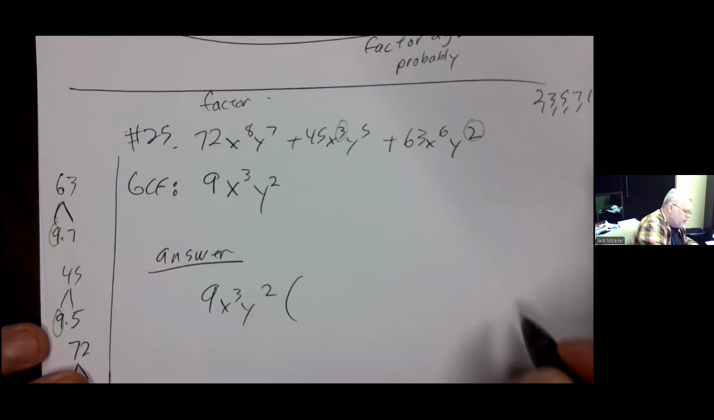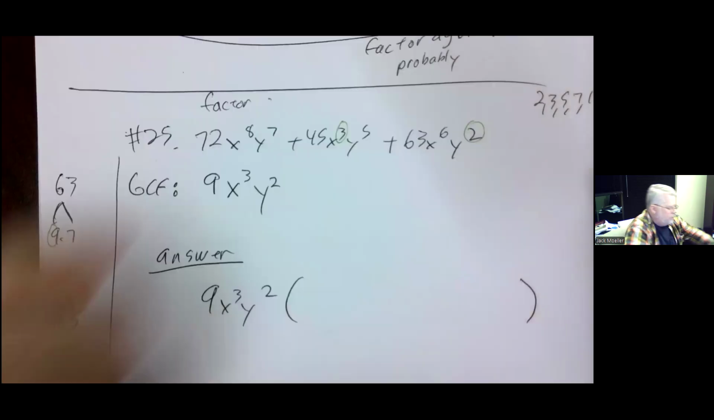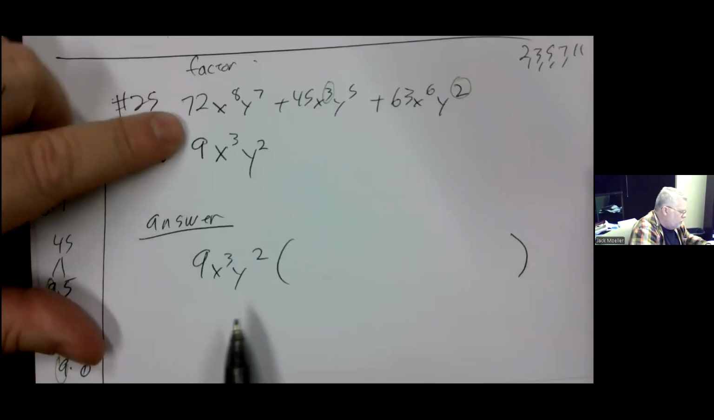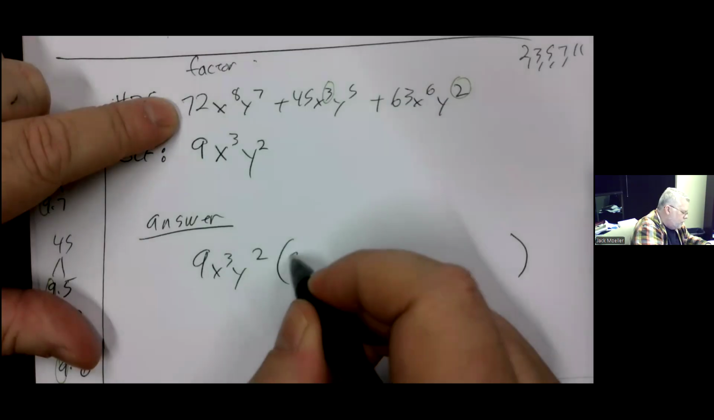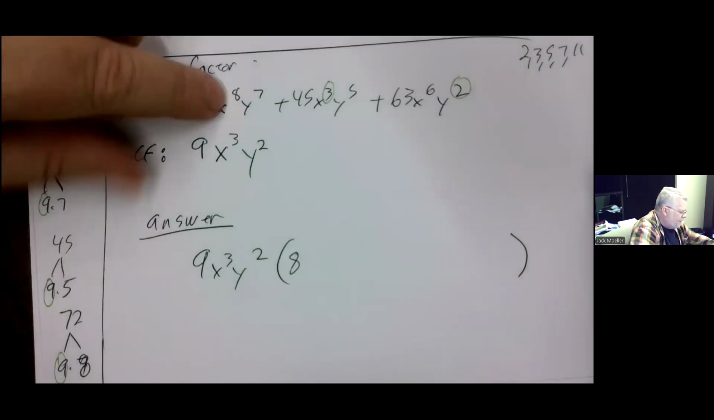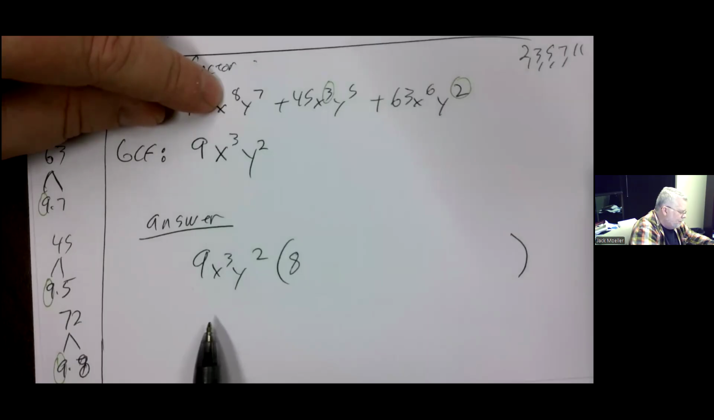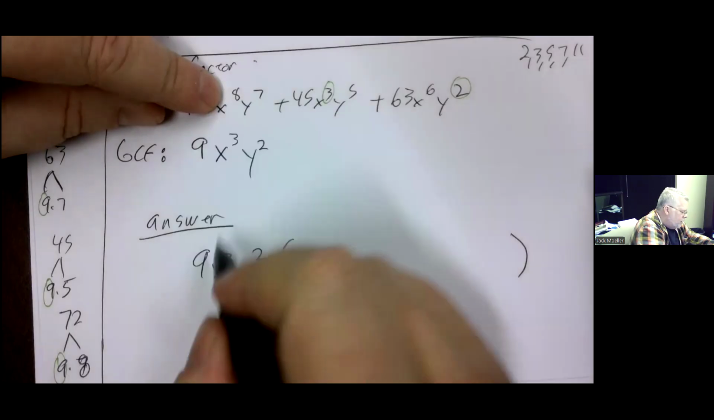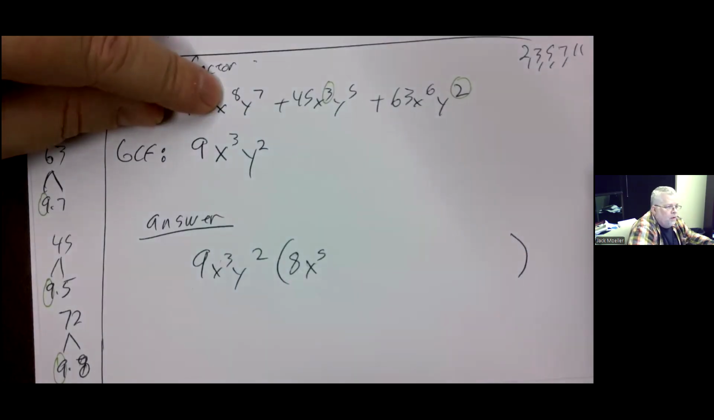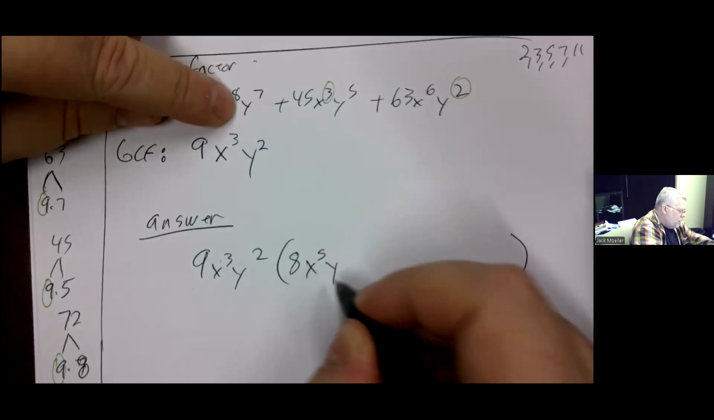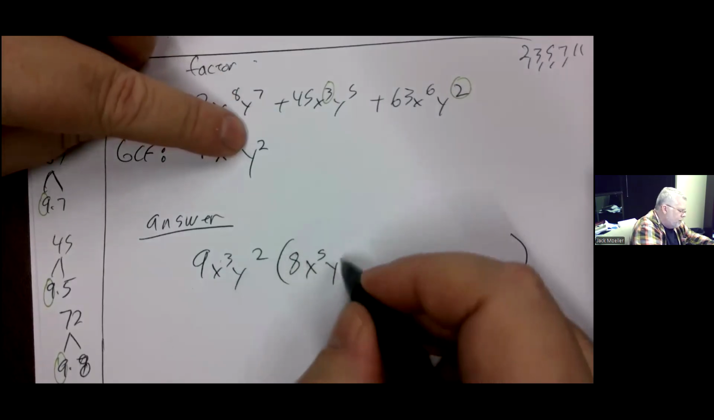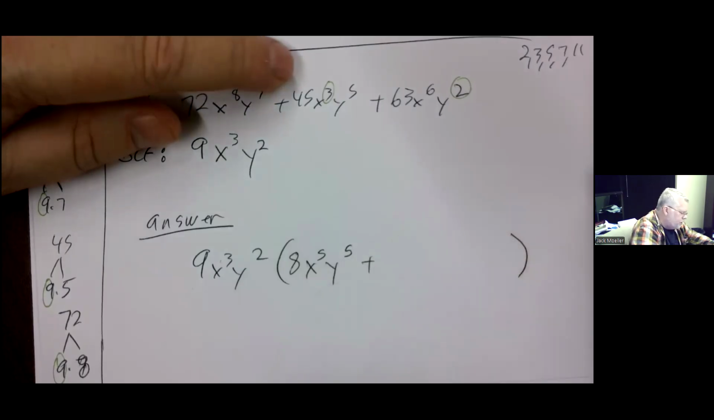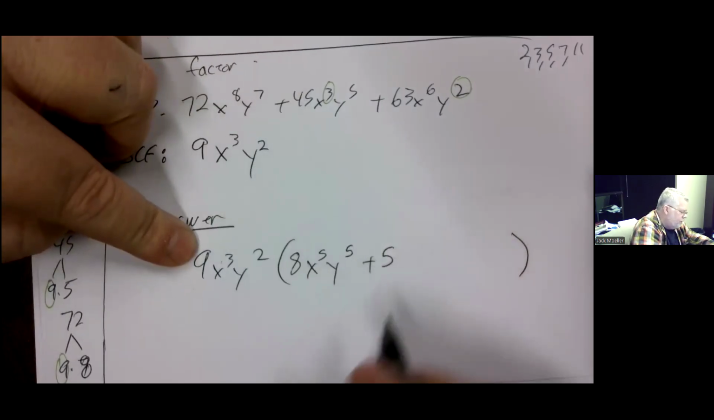Okay, so there's our GCF. Now we have 3 terms. Okay, so we need 3 terms in our trinomial, or in our parentheses. So 72 divided by 9, I now know is 8. Okay. Now how many x's do we need? Well, we need 8, we have 3, so 8 minus 3 is 5 x's. What about the y's? I need 7, I only have 2, so 7 minus 2 is 5. Now these are all plus, so 45 divided by 9 is 5.